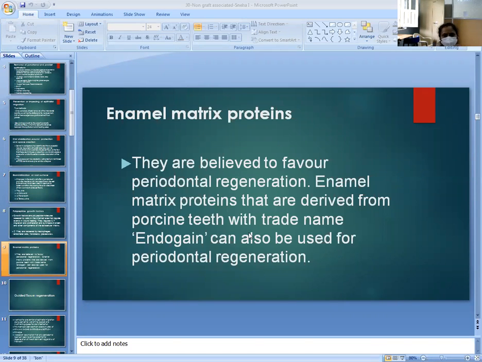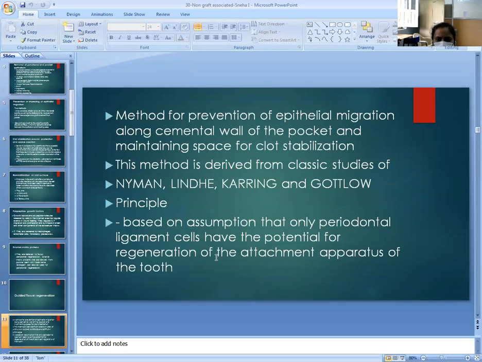Regenerative procedures are of two different types. First is non-graft associated, meaning non-bone graft associated technique. Second is bone graft associated technique. In non-graft associated technique, we are discussing various procedures. The first procedure is guided tissue regeneration. The second is various growth factors: enamel matrix proteins and polypeptide growth factors can be used. Other than that, root biomodification can be done. So first we will discuss guided tissue regeneration.